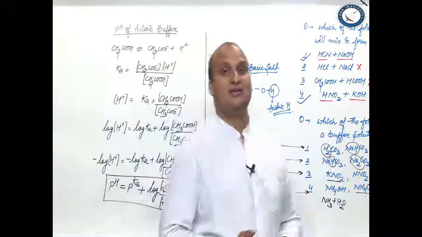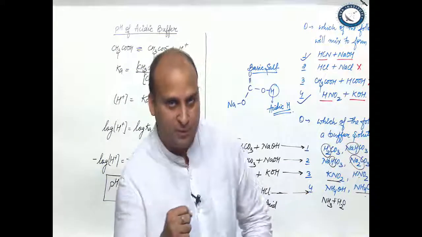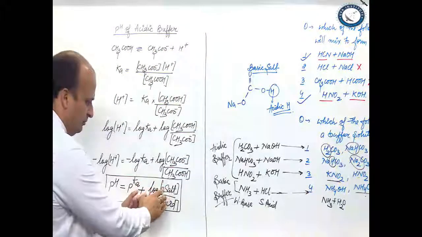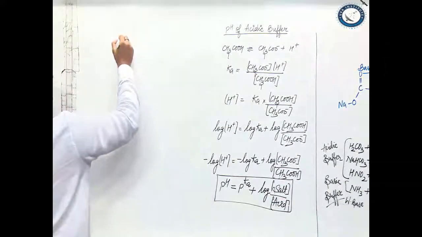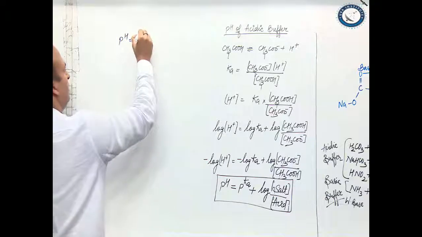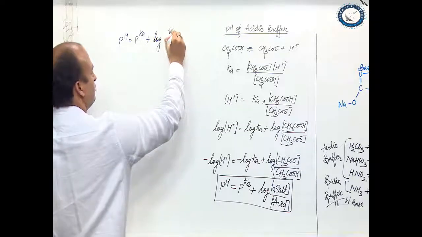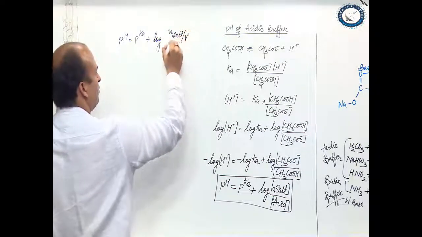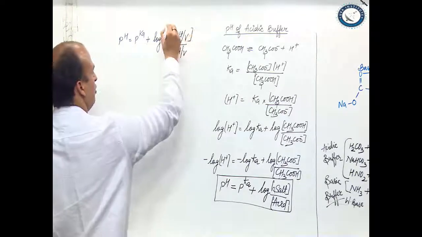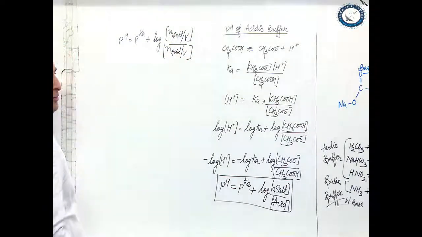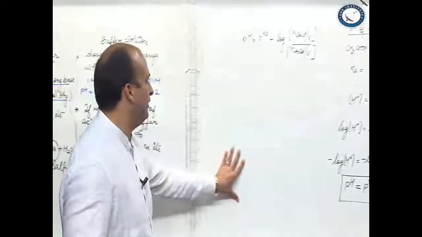Now the question arises, why does the pH not change on dilution? Let me elaborate this particular expression. Now this expression can be written as pH is equal to pKa plus log number of moles of salt upon volume of solution upon number of moles of acid by volume of solution. I hope all of you will agree with this part, because this is how concentration is written. Agreed?